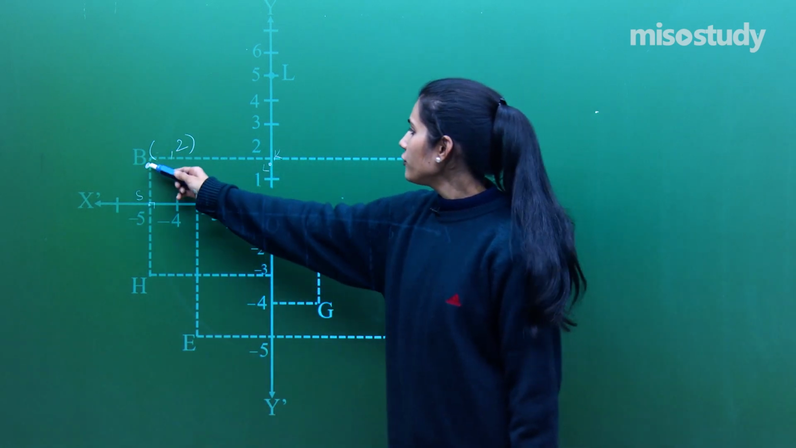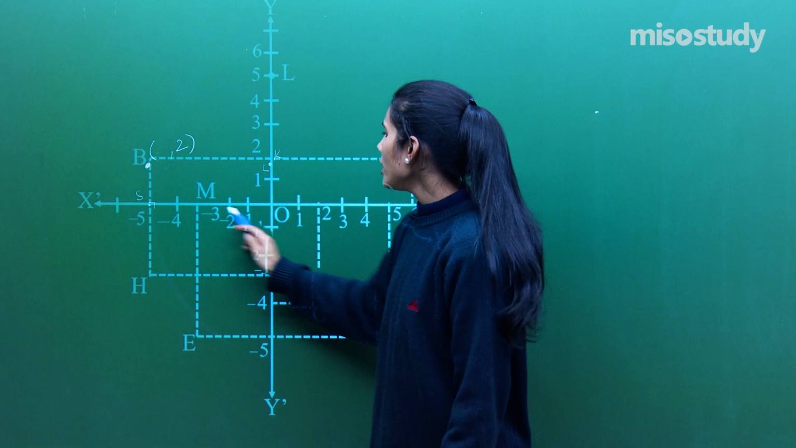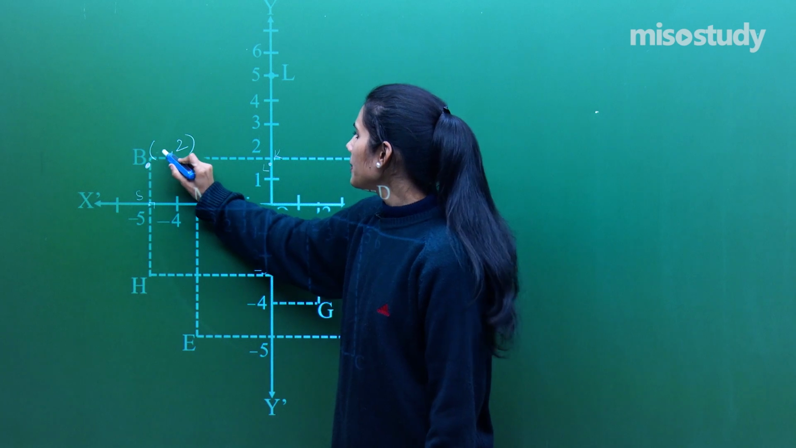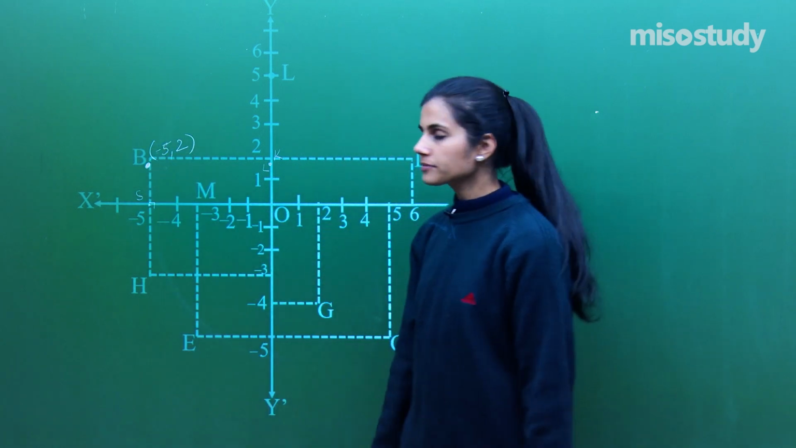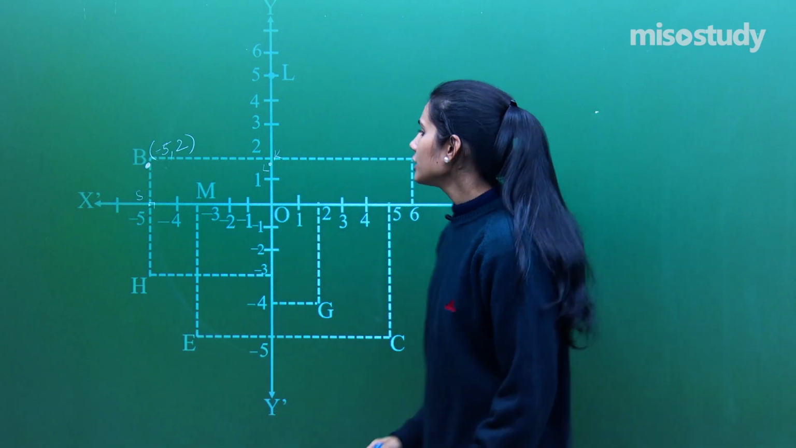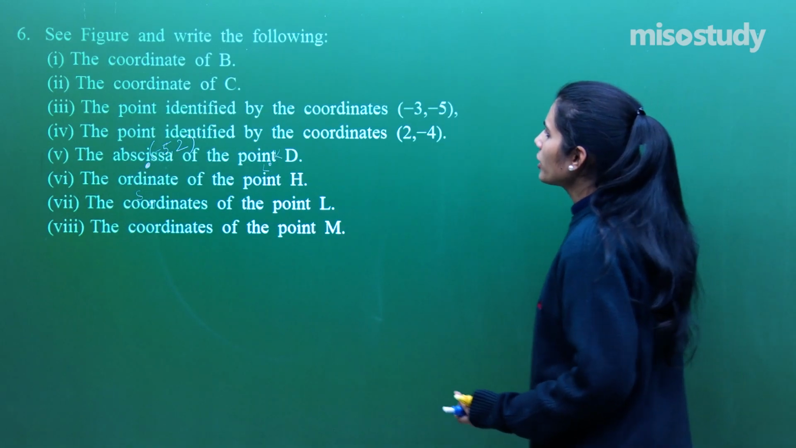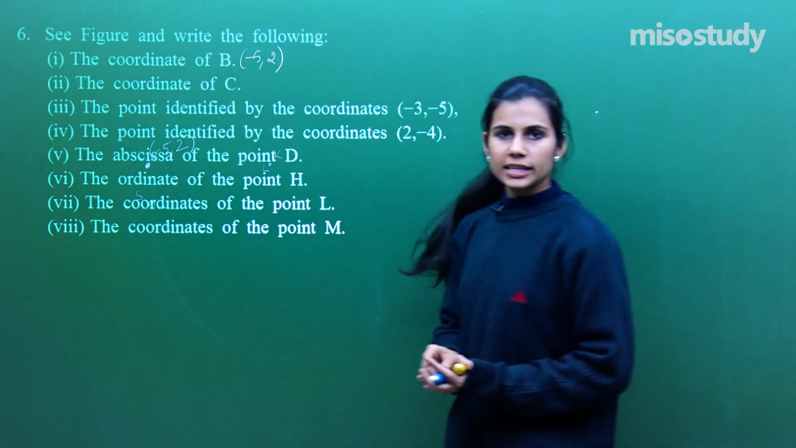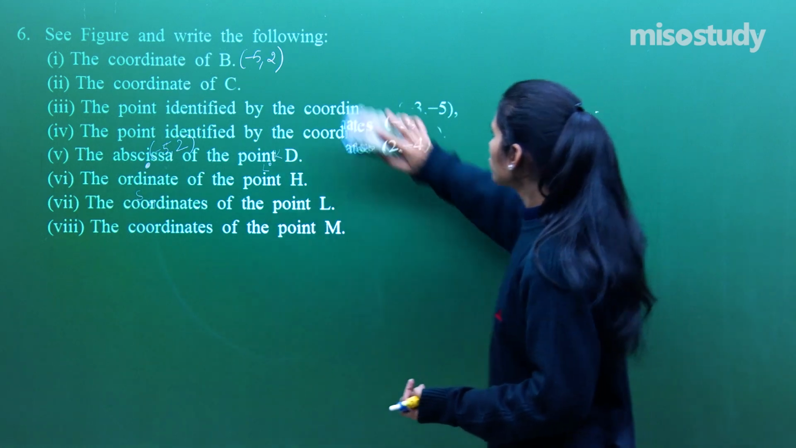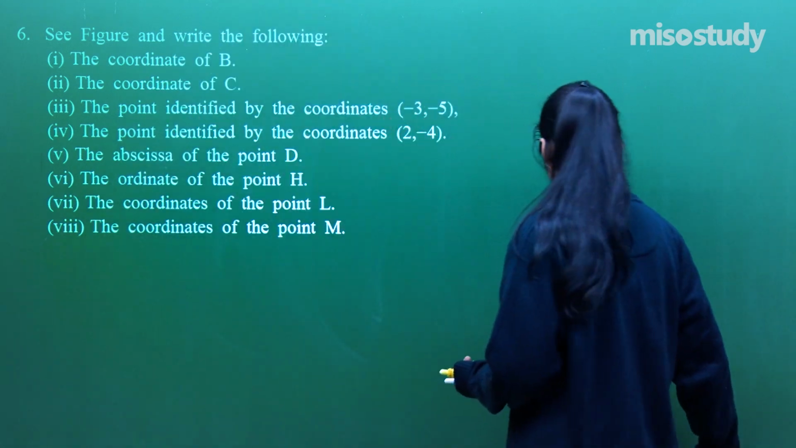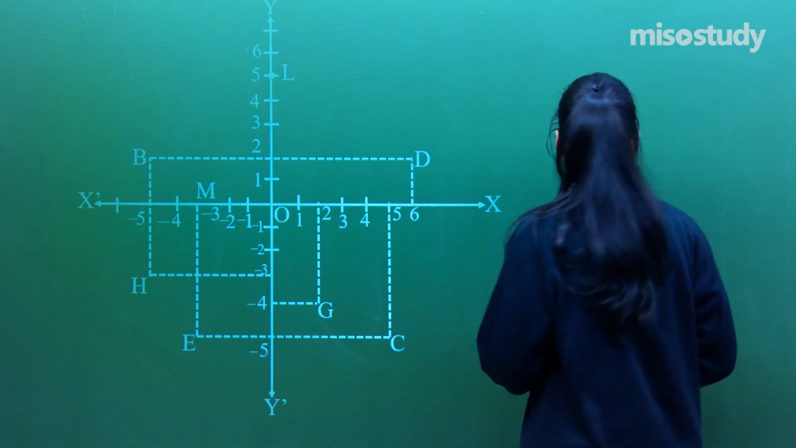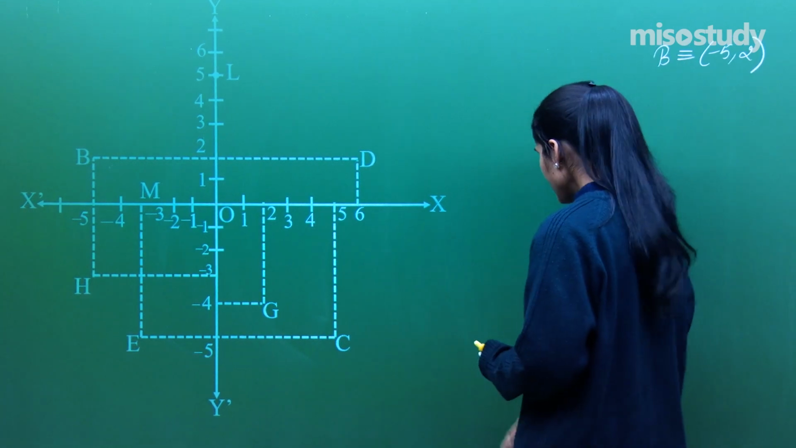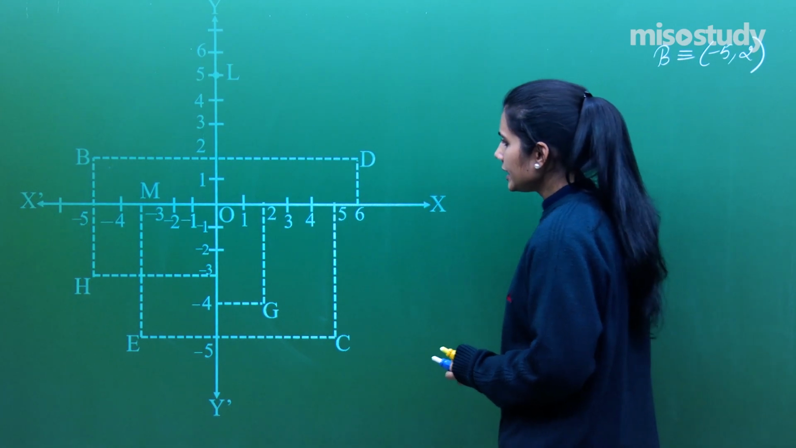And the distance of point B from the y-axis, that is BK, is the same as OS. OS is 1, 2, 3, 4, 5. 5 units along the negative x-axis, that means this is -5. So -5, 2 are the coordinates of point B. Is it understood? Once we have got the coordinates of point B, let's move ahead and get the other coordinates. So B we have got as -5, 2. Next I want the coordinates of point C.